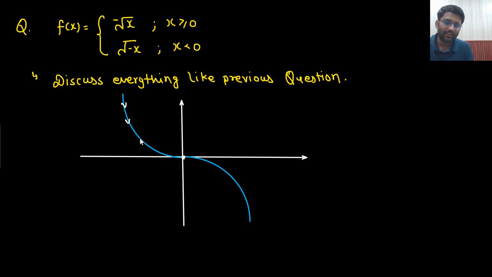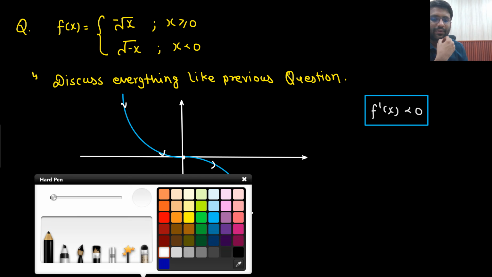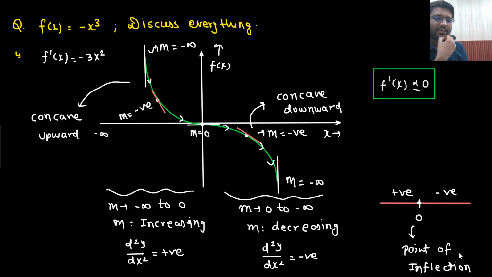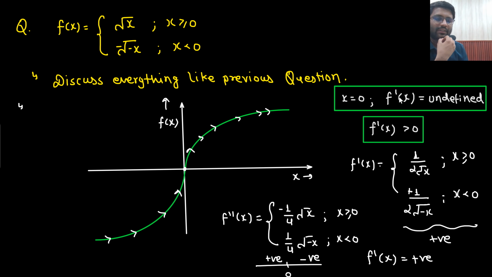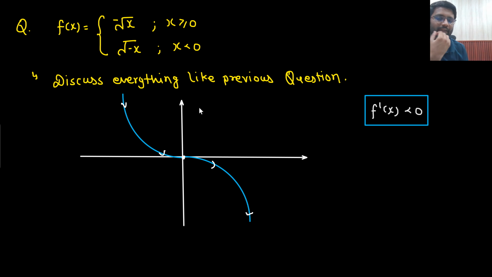Graph always decreases. What does that mean? You can see the graph is always decreasing. Since the graph is always decreasing, can I comment on the nature that f dash x is always less than 0? F dash x is not changing its sign. F dash x is always less than 0. Previously, what was your f dash x? F dash x was less than or equals to 0. Here, what was your f dash x? F dash x was greater than or equals to 0. So, f dash x is not changing the sign, but let's talk about f double dash x.